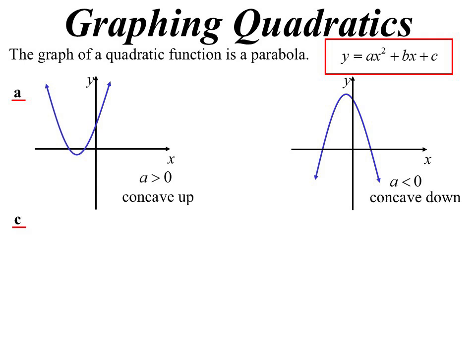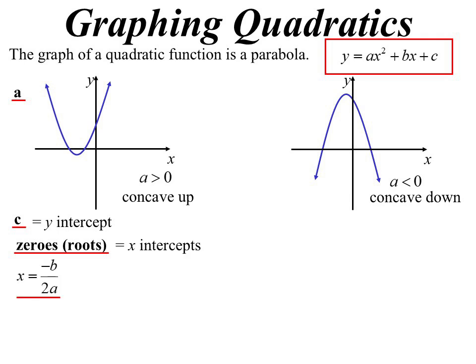b I'll skip for now, but c, just like the linear function, in fact for all polynomials, the constant will always be the y-intercept. It has to be, it's what you get when you substitute in x equals 0. You get the constant value. The zeros or the roots, depending if we're talking about the function or the equation, are, as we say, the x-intercepts basically.